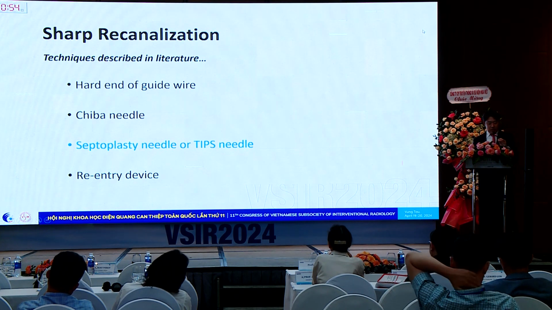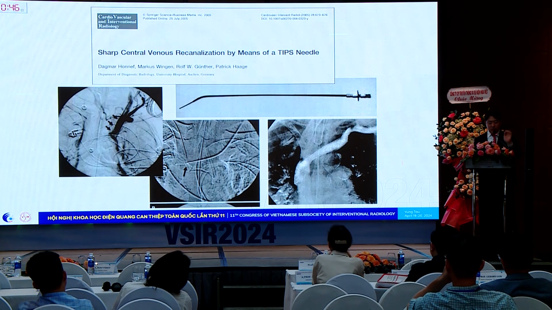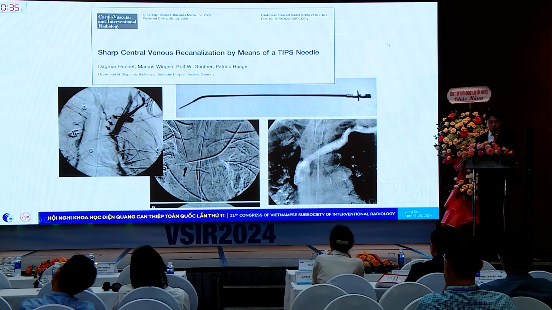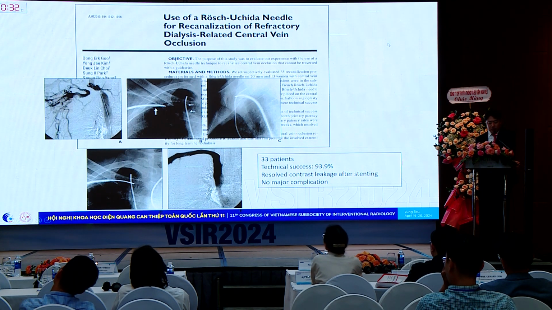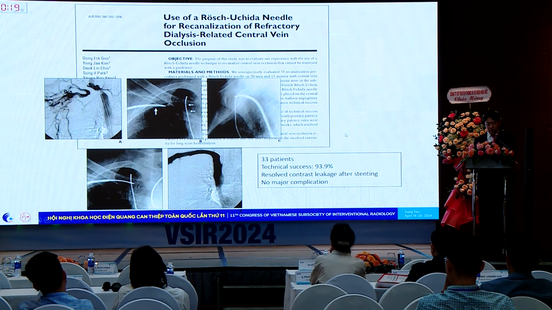Third technique is the use of the septoplasty needle, and as interventional radiologists, we are used to the use of TIPS needles, and this has been reported quite a long time ago, in 2005. This was a simple case of a central venous occlusion, which was treated with the aid of the TIPS needle. And in 2010, there was a case series of 33 patients from Korea. And this time they used a Rösch needle, which is smaller in profile compared to the Colapinto needle against the TIPS needle, and they reported a technical success rate of up to 94% and no major complications.